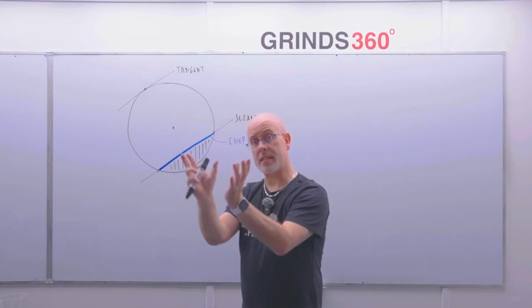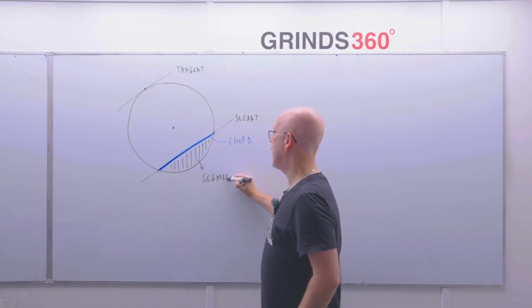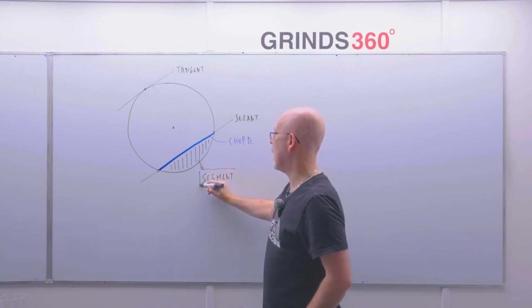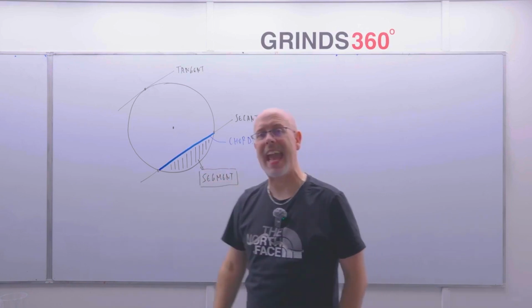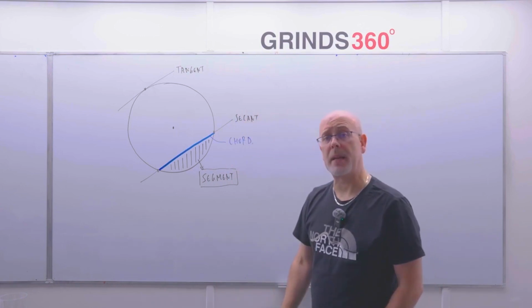Now, this little piece out here, that area between the chord and the circumference, that's called a segment. And it's a very useful trick to have in your back pocket in trigonometry, how to find the area of a segment. So if I was asked to find the area of that piece there, how can I do it?